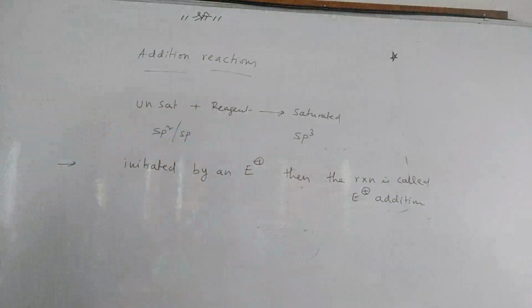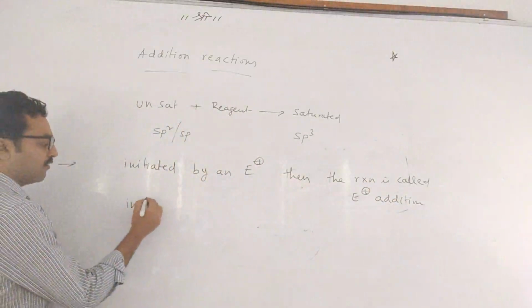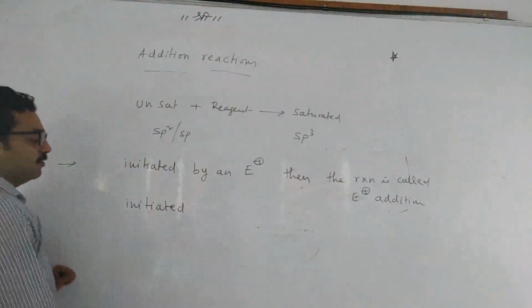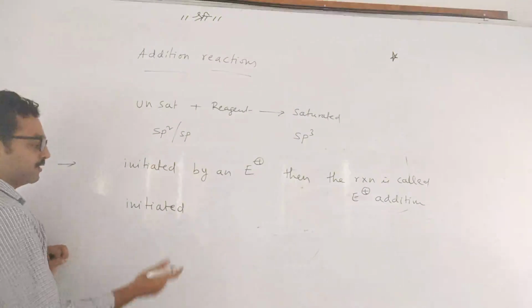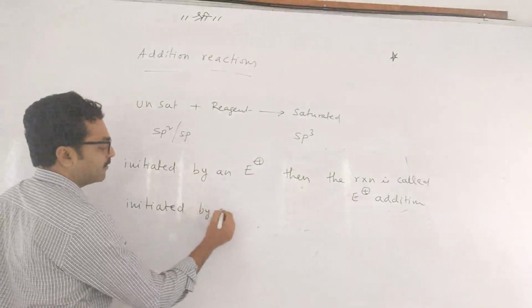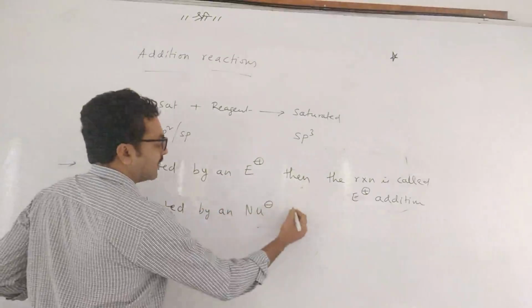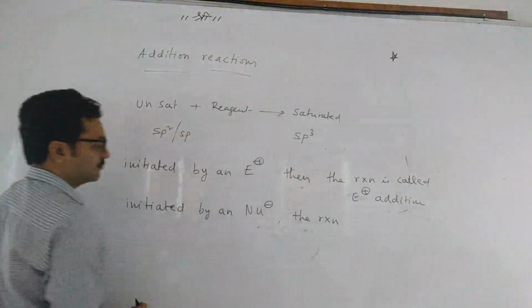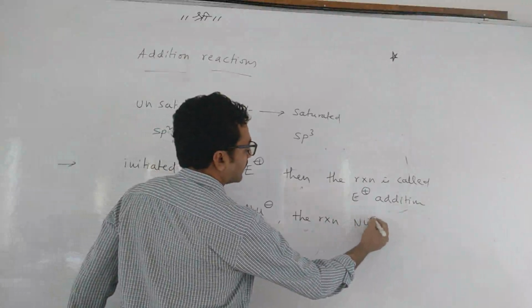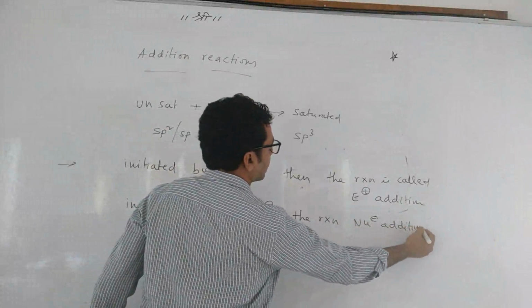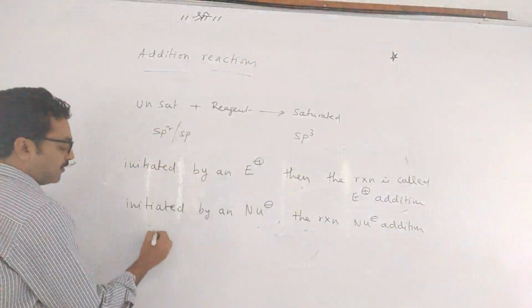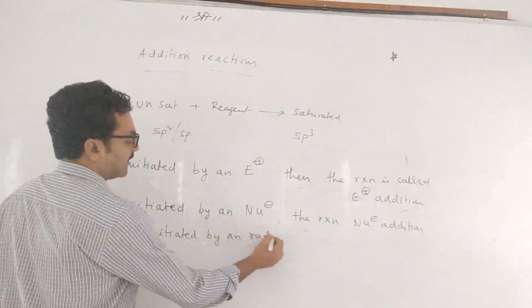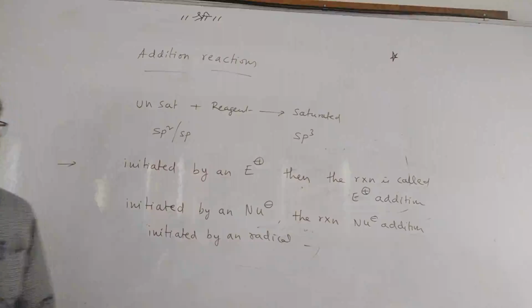Understand it? If the reaction is initiated by a nucleophile, means पहले nucleophile attack हुआ, उसके बाद electrophile attack हुआ, तो उस reaction को हम nucleophilic addition कहते हैं. So if the reaction is initiated by a nucleophile and then the electrophile is added, then the reaction is called nucleophilic addition. And if the reaction is initiated by a free radical, then it is called radical addition.